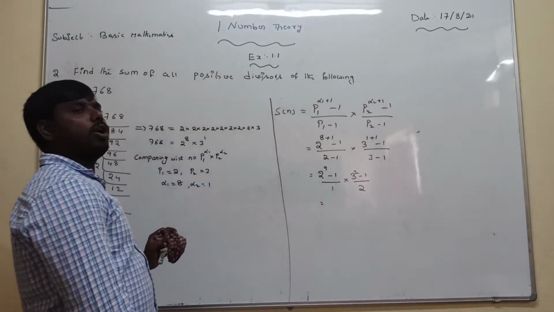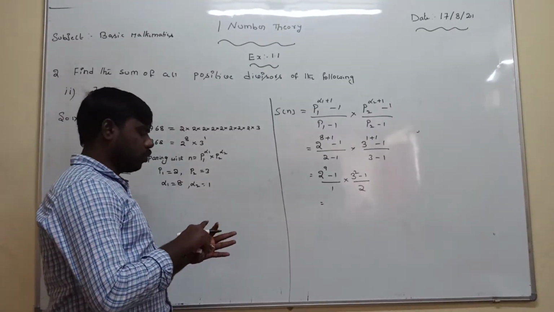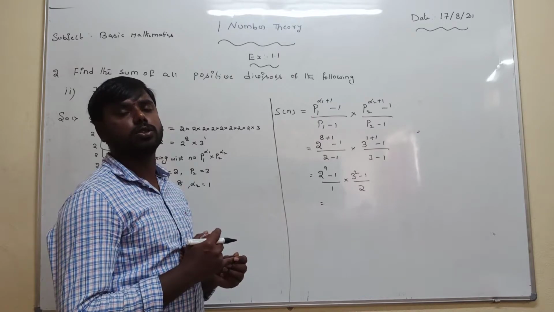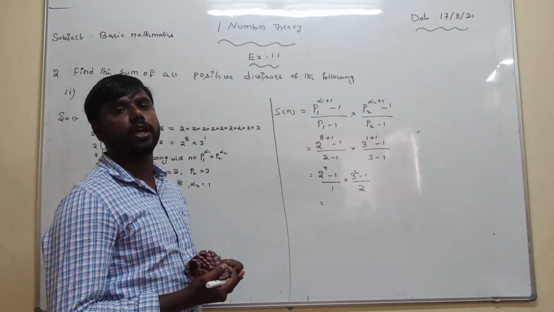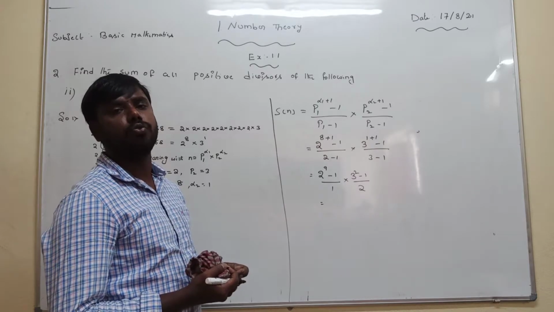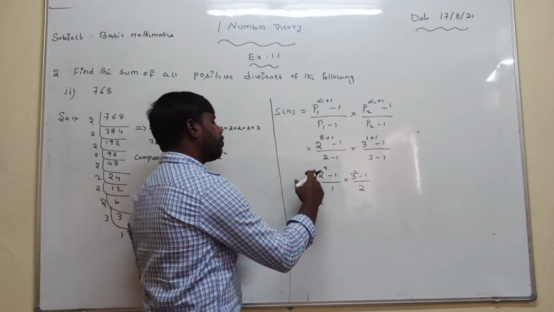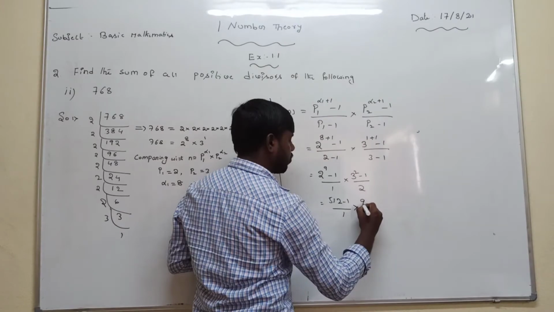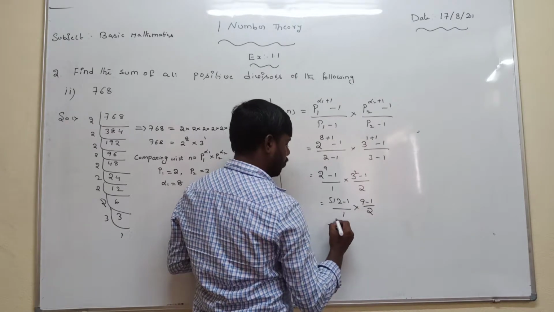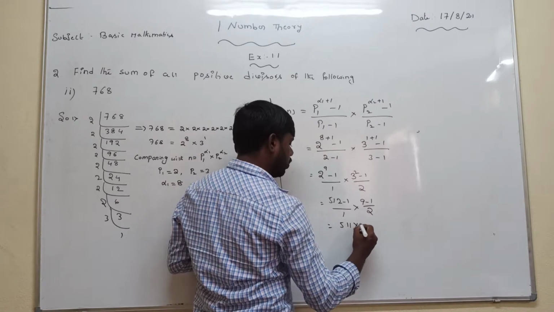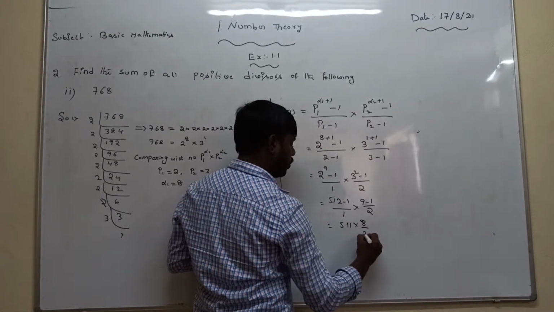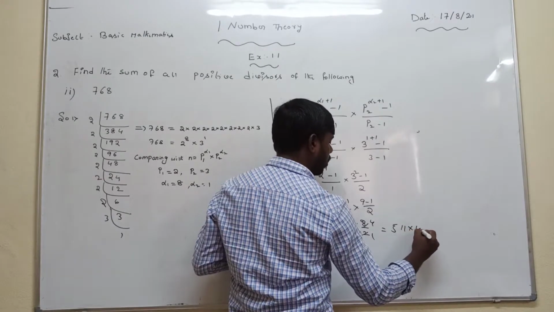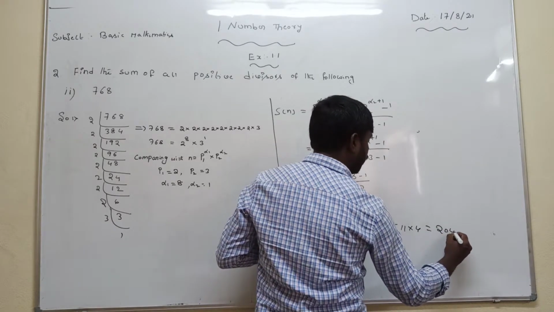Now, what is the value of 2 power of 9? So that value is 2 to the 4, 4 to the 8, 8 to the 16, 16 to the 32, 32 to the 64, 64 to the 128, 128 to the 256, 256 to the 512. So 2 power of 9 value is 512, minus 1, divided by 1, into 3 square value is 9, minus 1, by 2. 512 minus 1 value is 511, into 9 minus 1 value is 8, by 2. 2 ones are 2, 2 fours are 8. So 511 into 4, that value is 2044.